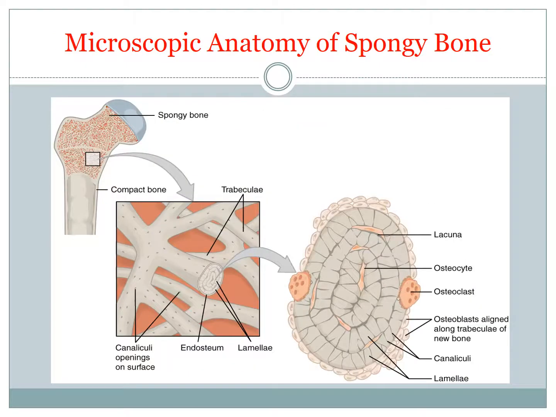Now, the microscopic anatomy of spongy bone is shown here, and as you can see, it is different from compact bone. Spongy bone is also called trabecular bone. Spongy bone consists of an open network of struts and plates called trabeculae that resemble a lattice work with red bone marrow filling in the spaces between. The spongy bone is then covered by a thin layer of compact bone and articular cartilage. Within flat bones, spongy bone is sandwiched between two layers of compact bone, forming diploe.